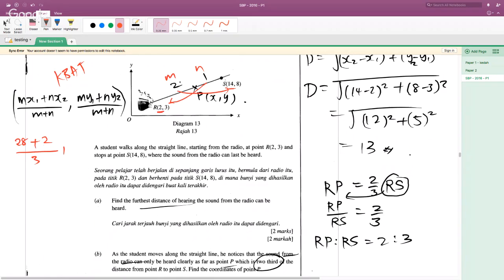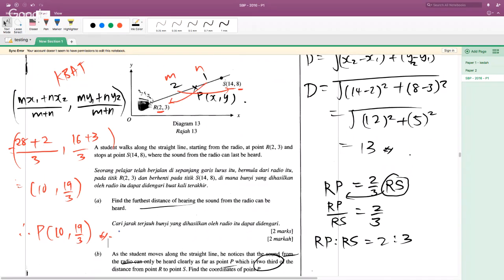Comma, do the same thing. Now for y, I will use 2 to multiply the y, 2 multiplied by 8 is 16. Then I will use 1 to multiply the 3, plus 3, over 3. Then this is the coordinate for xy. All right, so therefore this is equal to 30 divided by 3, which is 10. This one is just 19 over 3. So therefore I can say the coordinate P is 10, 19 over 3.